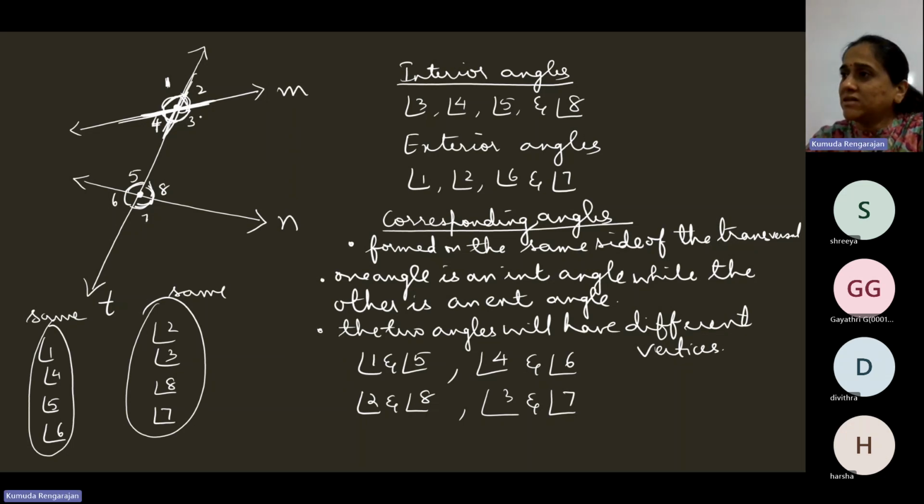So vertically opposite angles are 1 and 3, 2 and 4, correct? They're equal. 5 and 7, 8 and 6, they're equal. And linear pairs: 1 plus 2 is 180, 2 plus 3 is 180, 3 plus 4 is 180. Got it, all of you?